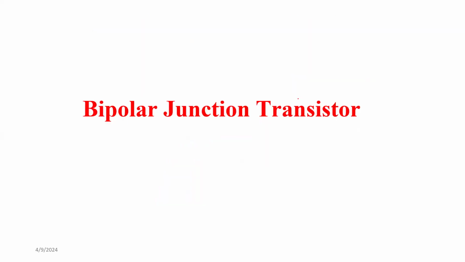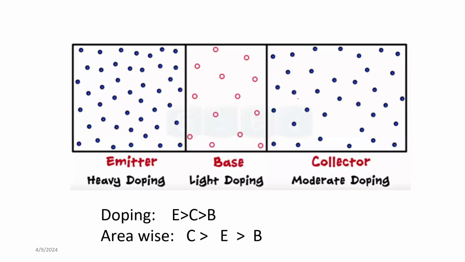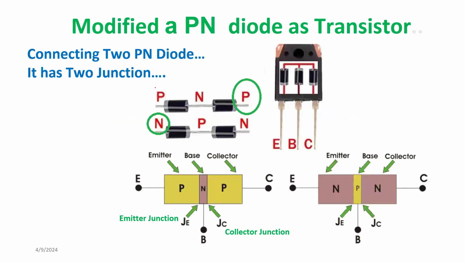Next one, bipolar junction transistor, BJT. In this BJT, we have 3 terminals: emitter, base, collector. Emitter is heavily doped, base is lightly doped, collector is moderately doped. And area wise, collector occupies large space, base occupies small space, and the emitter occupies medium space. That's it. These are the symbols.